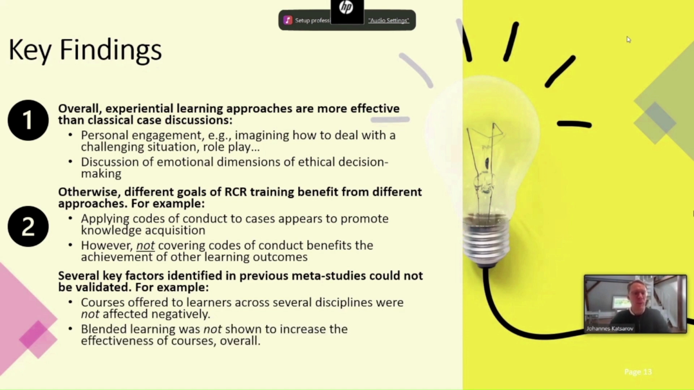Also, we didn't find that blended learning really increased the effectiveness of the courses overall. What we saw, for instance, was that when students studied on their own at home, read texts, and filled out things online, that was very helpful. This kind of individual learning was very helpful for the development of their knowledge, but not for the rest. So for the development of the other competences, it appeared that we needed much more of this experiential learning, and that individualized learning didn't matter so much.